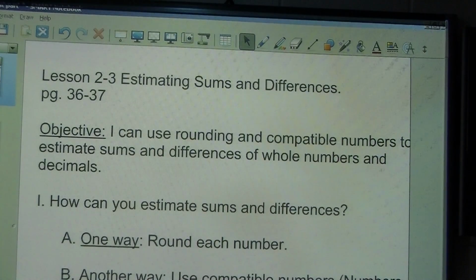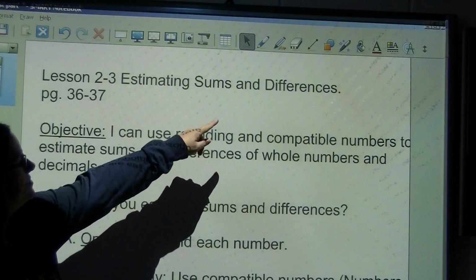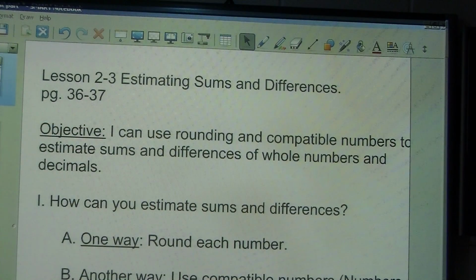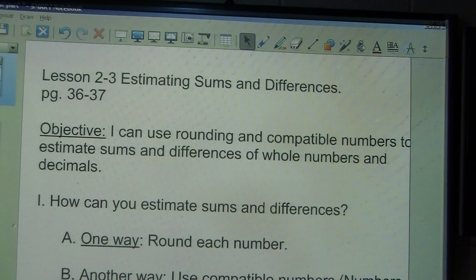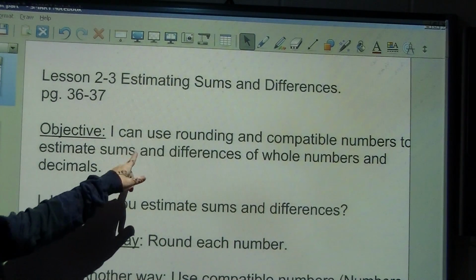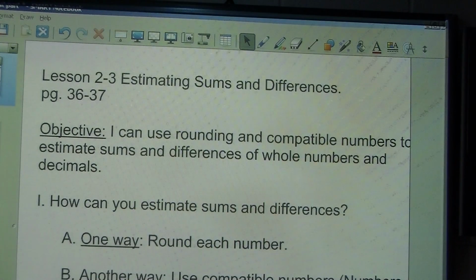Okay, fifth grade, today we start lesson 2-3 on estimating sums and differences, which is found on page 36 and 37 in your textbook. Please have your spiral notebooks out and open to your next clean page. And let's get our objective down for today, which is that I can use rounding and compatible numbers to estimate sums and differences of whole numbers and decimals.